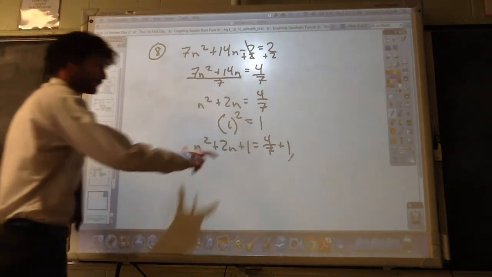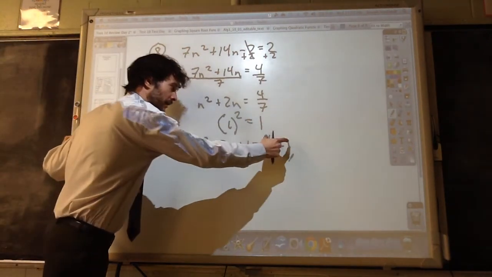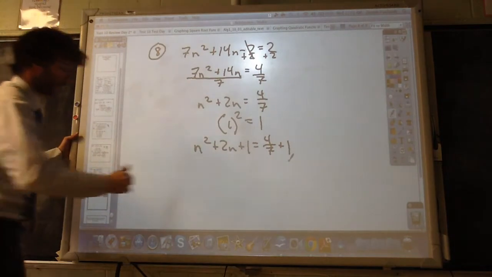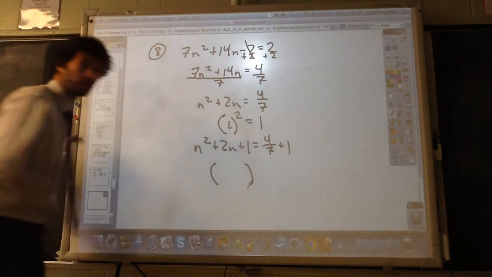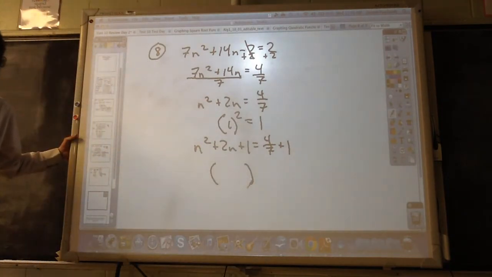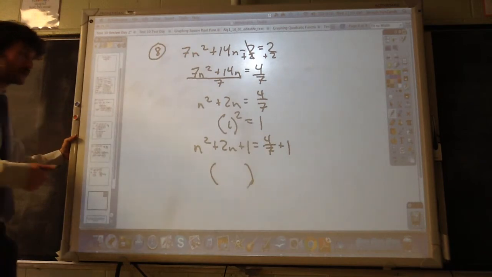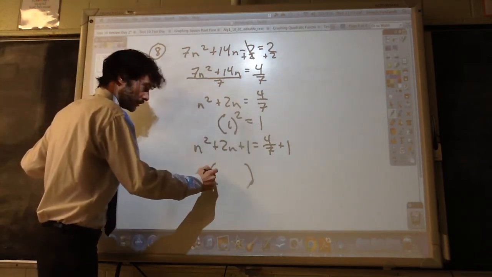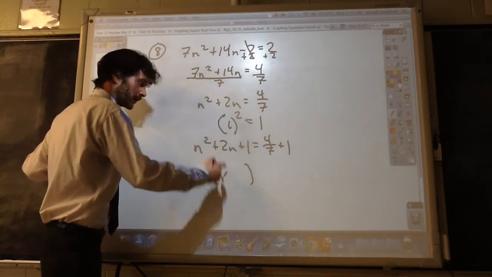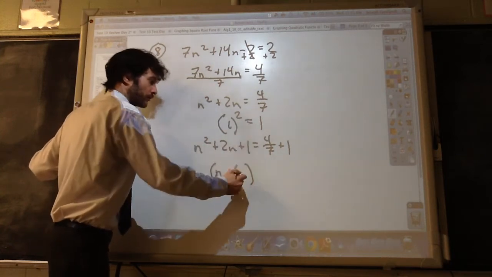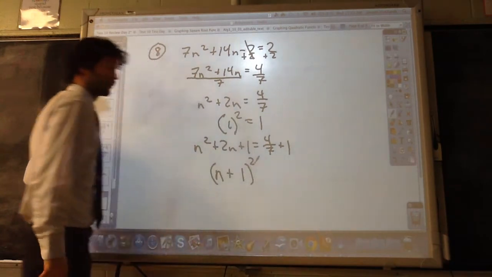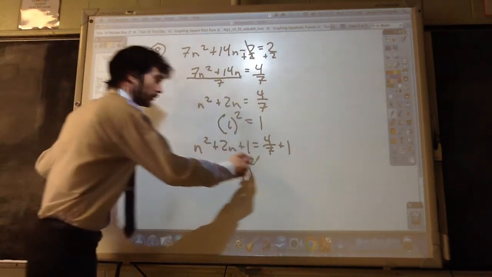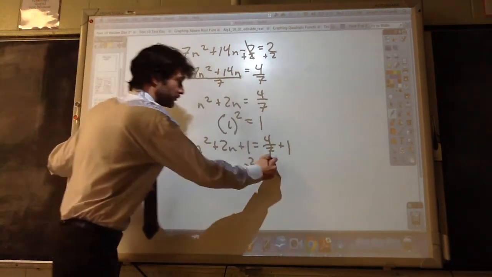Okay, then I need to factor the left-hand side and combine like terms on the right-hand side. Remember, we have the shortcut for factoring this. Does anybody remember my little saying for the shortcut on how to factor it? Root, sign, root. Yep, square root, sign, square root. That's it. So, square root of the first term, sign from the second term, square root of the third term. And it's always one parentheses squared. And then over here, 4/7 and 1 is 11/7.